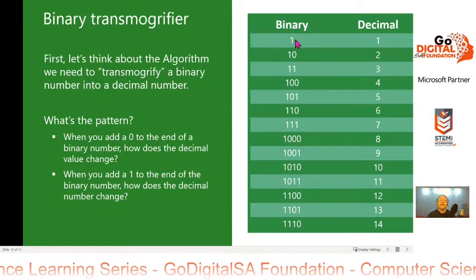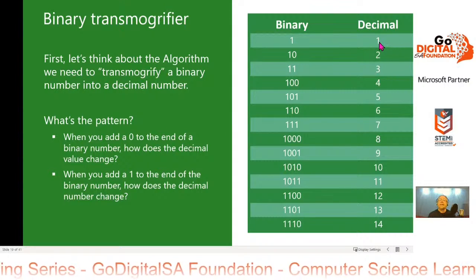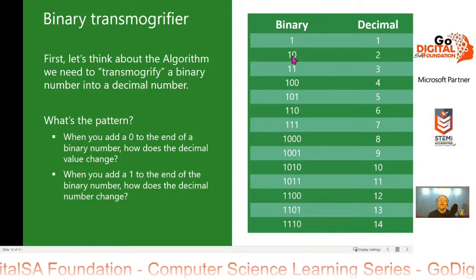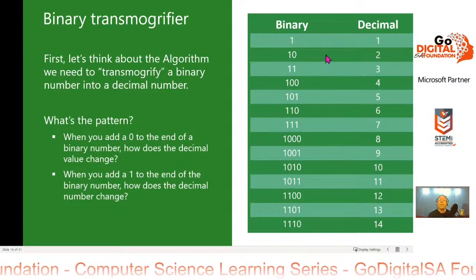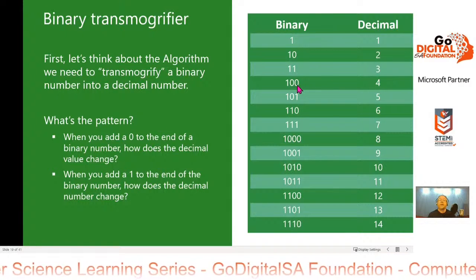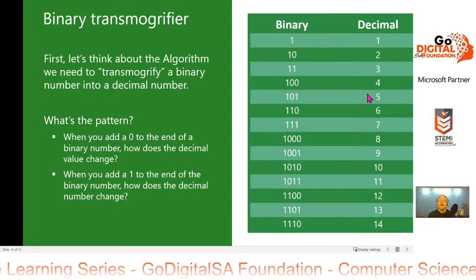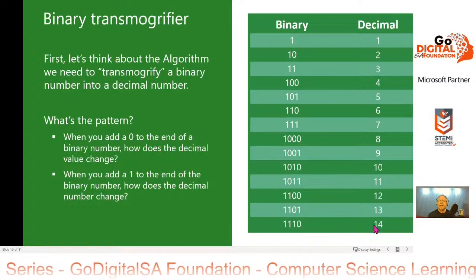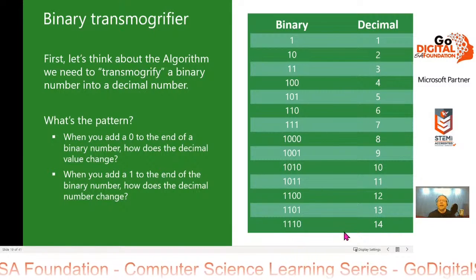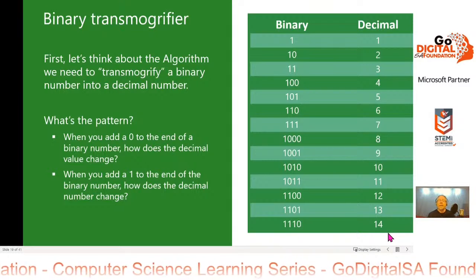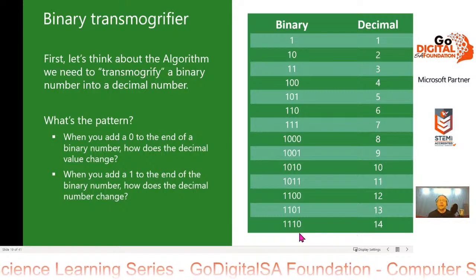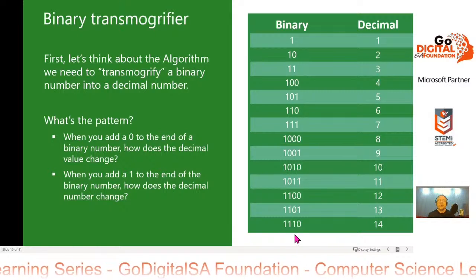Okay, so let's look at this. A binary 1 is the same as a decimal 1. Decimal 2 is binary 1, 0. Decimal 3 is binary 1, 1. Decimal 4 is binary 1, 0, 0, and so on. Okay, and again, they've stopped at 14, but if we have 1, 1, 1, 1, that would be 15. Okay, we can't have 16 with just 4 digits, so to have 16, we'd have to have 1, 0, 0, 0, 0.